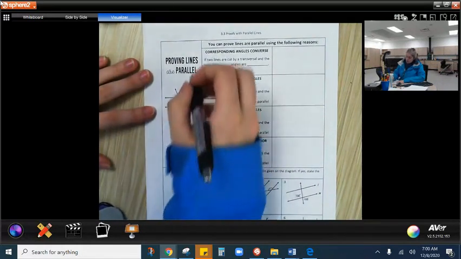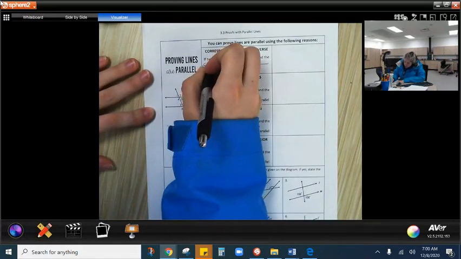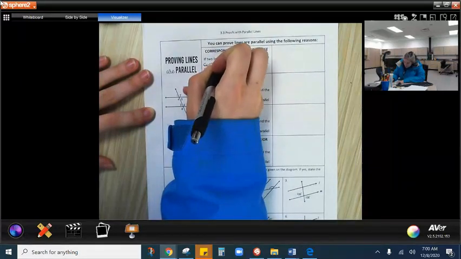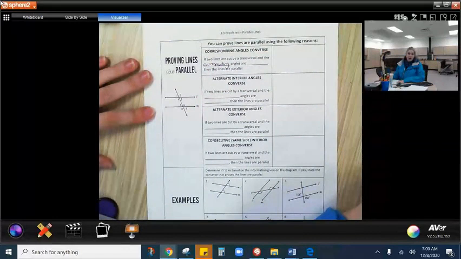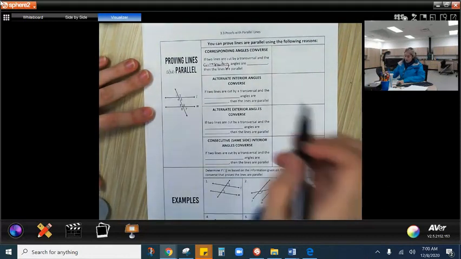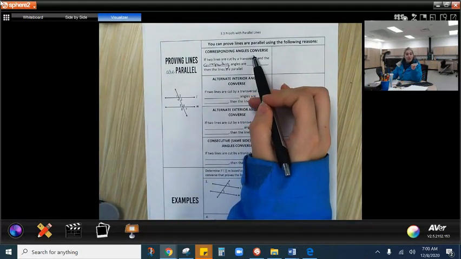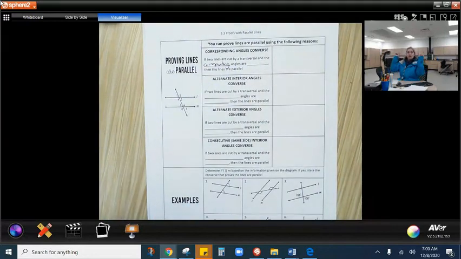So our first one says, if two lines are cut by a transversal and the, hint, hint, it's in the corresponding box. So if the corresponding angles are, well, we just learned the other day that if we have two lines that are parallel, then the corresponding angles are congruent. This one is the converse of that. Hey, from chapter 2, right? 2.1. So the converse is when we take the hypothesis and the conclusion and we just reverse it, right?